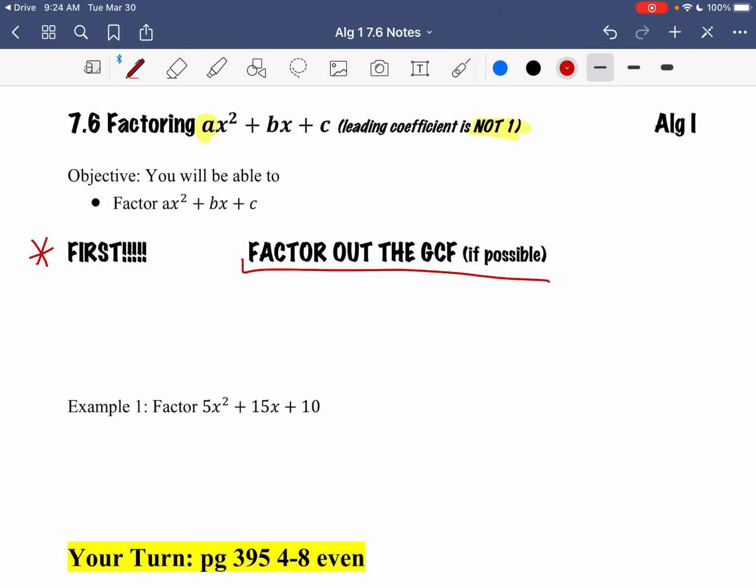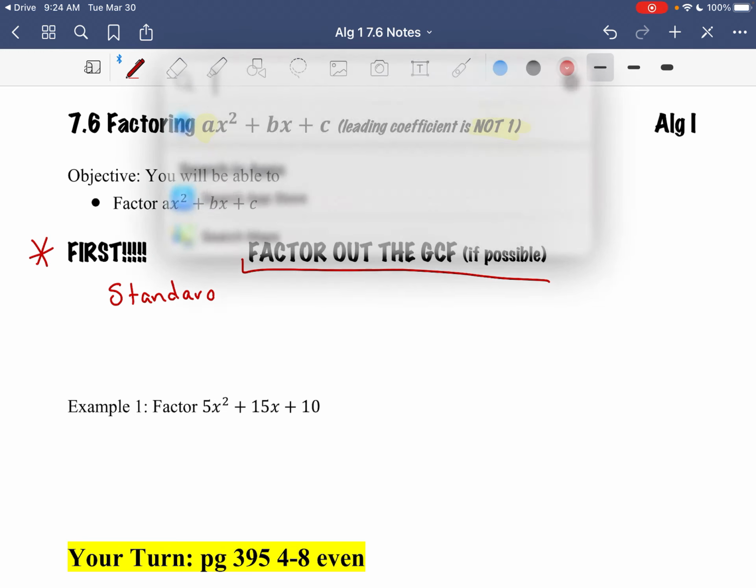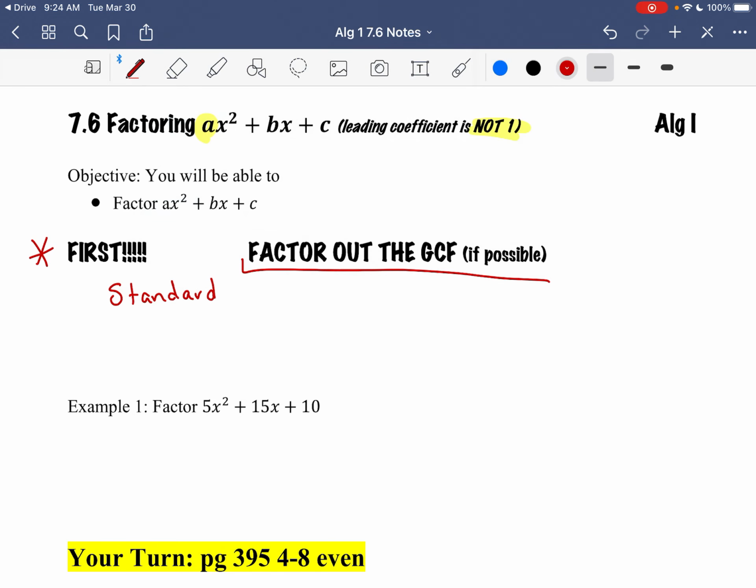Okay, so first thing I notice is, first you need to make sure it's in standard form. If it's not in standard form, you need to get it that way. So meaning you want the x squared term first, and then the x term, and then your constant last. Constant is just our way of saying there's no x in that last term. So we want to make sure it's in that version first.